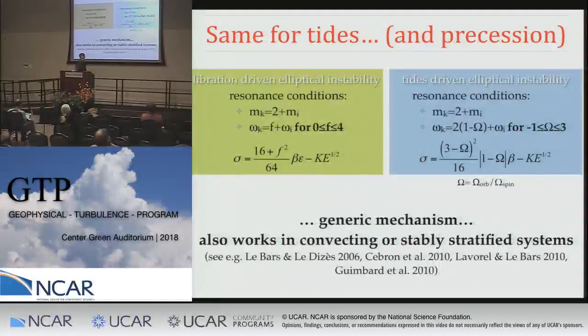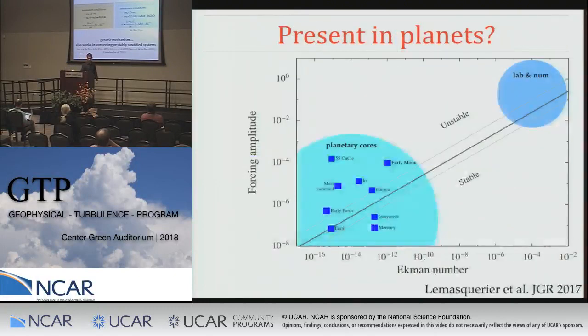The same is true for tides, and we have worked a lot on showing also that the same mechanism can still apply when your background flow is convecting or is stably stratified or when there is a magnetic field in the ambient, and so on. So it's a very generic and very efficient mechanism to generate instabilities. So are they present in planets?